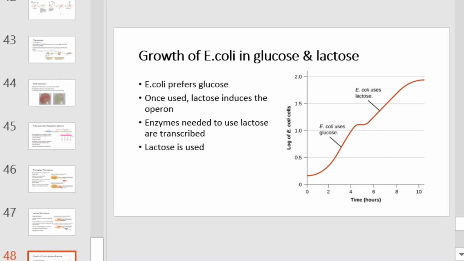This is a graph illustrating the growth of E. coli in both glucose and lactose. You can see by studying the graph that E. coli prefers glucose. Once it is used, lactose induces the operon, and the enzymes needed to use lactose are transcribed and lactose can be used.